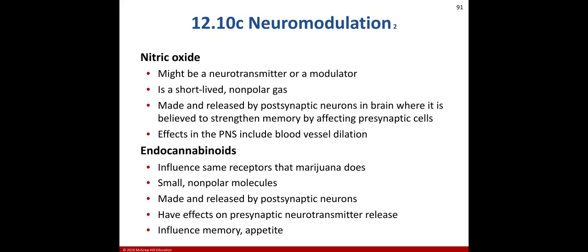Examples: nitric oxide can be used as a neurotransmitter modulator. It's very short-lived. It's a nonpolar gas. It's laughing gas. And it is made and released by postsynaptic neurons in the brain, where it's believed to strengthen memory by affecting presynaptic cells. And it affects the peripheral nervous system, including blood vessel dilation. And then you've got endocannabinoids, which influence the same receptors that marijuana does. It is a small nonpolar molecule made and released by postsynaptic neurons and has an effect on the amount of neurotransmitters released. And that can influence memory and appetite.